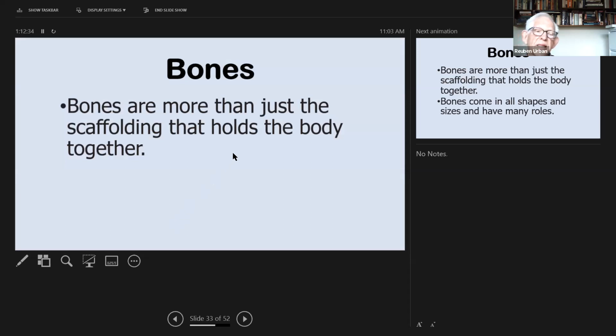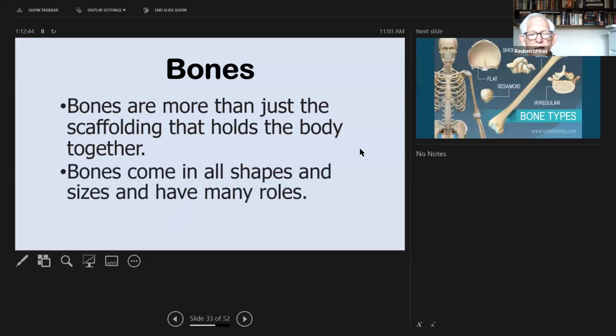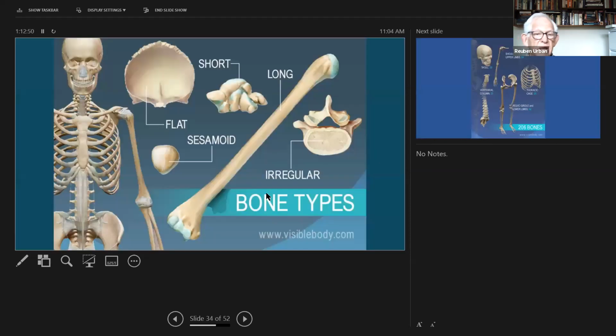And they are really much more than scaffolding for the body. They're all sorts of shapes and sizes, and they have many, many roles. So here we have, I found two diagrams. This is one where we have the different types of bones.